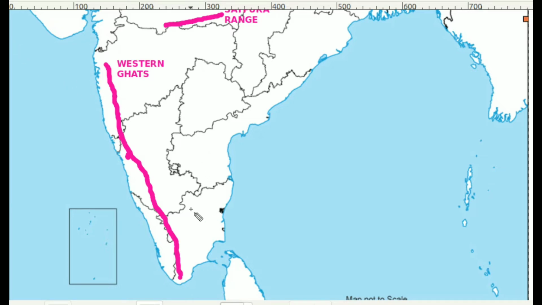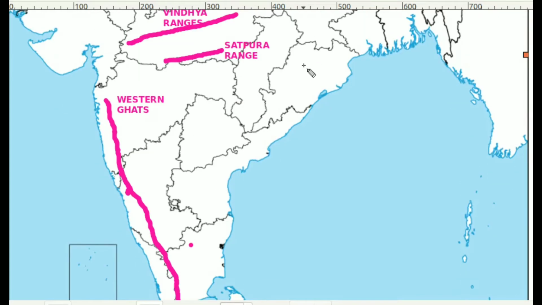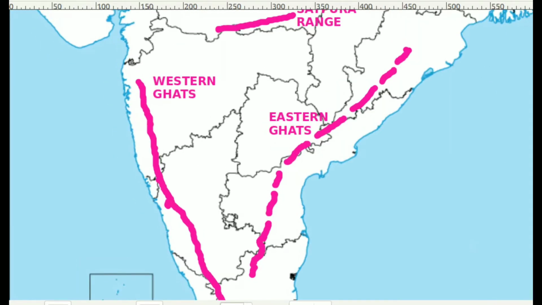After that, we can mark the Eastern Ghats, with the starting point in Tamil Nadu, then ending in the middle point of Orissa. There is no continuation for this mountain range, so we have to mark like this. This is the Eastern Ghats, on the eastern side of India.